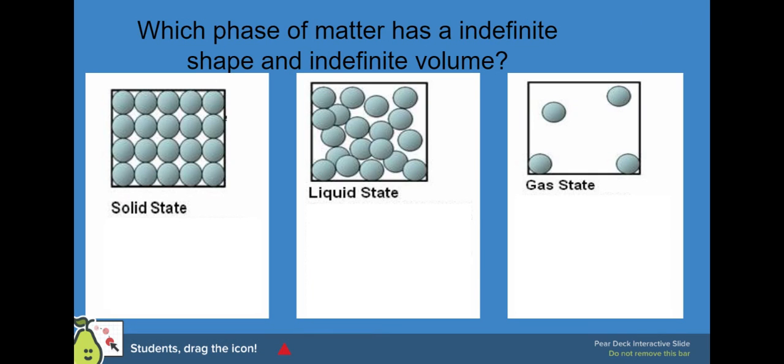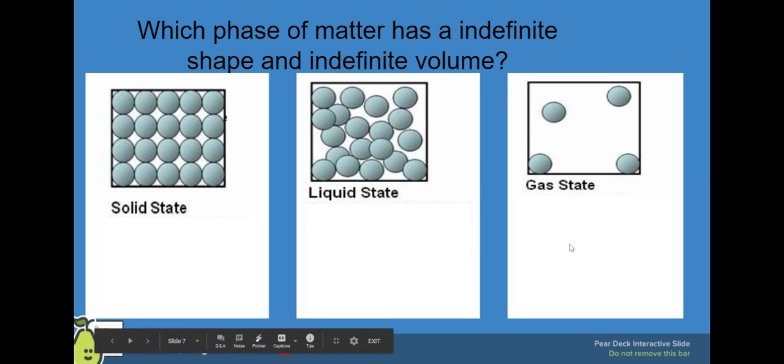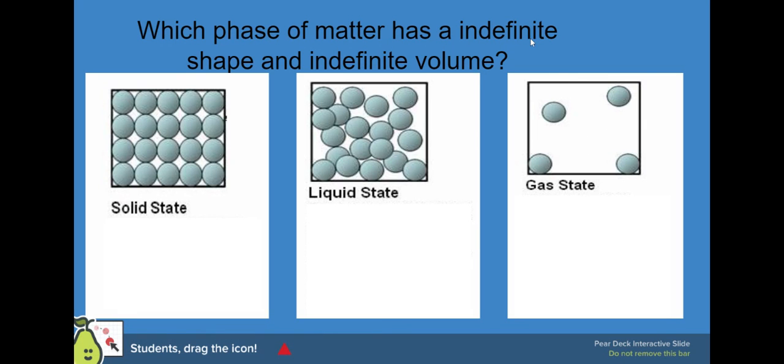All right. Which phase of matter has an indefinite shape and indefinite volume? If you said gas state, then you are correct. It has indefinite shape and volume. It fills the space in which it is contained.